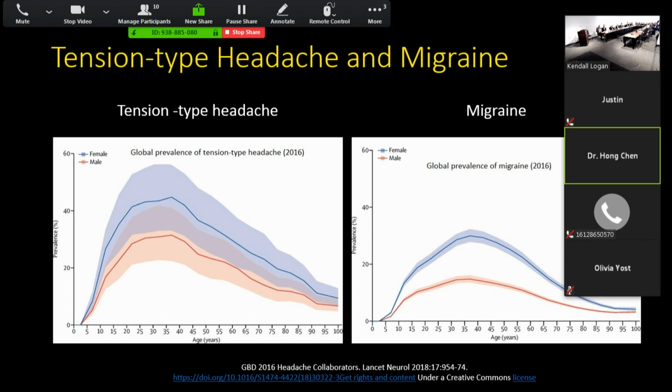Here we see the prevalence of tension headache and migraine. The red line represents males, and the blue line represents females. This data is from the Global Burden of Disease Study. We see that both conditions start early in childhood. For tension headache, the prevalence increases rapidly through teenage years and stays high from the 20s to 40s, and thereafter starts to drop. For migraine, again, the prevalence increases through adolescence and young adulthood, peaks around 30 to 40 years old, and then gradually drops after 50.